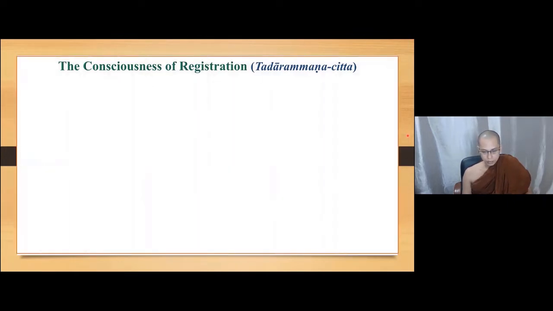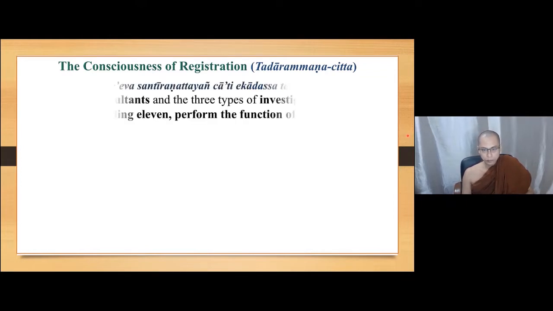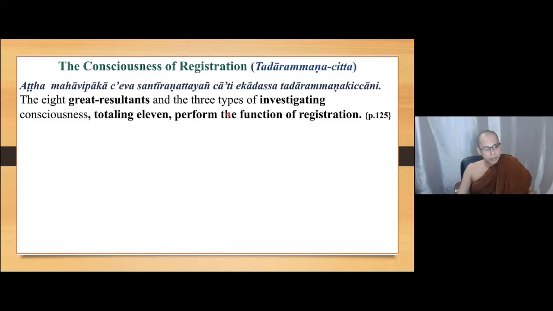Let's study first the text, as we need to approach the Abhidhamma Sangaha text, so that we can have proper confidence in understanding Abhidhamma with reference. Here: Atthamaha-vipakani ceva sandirana-ttayanca ti ekadasa. Here Ekadasa refers to 11. If you are studying Pali at the same time, you can notice that Ekadasa is the word for the number 11. So here, totaling 11, Ekadasa Tadarammana-kiccani.